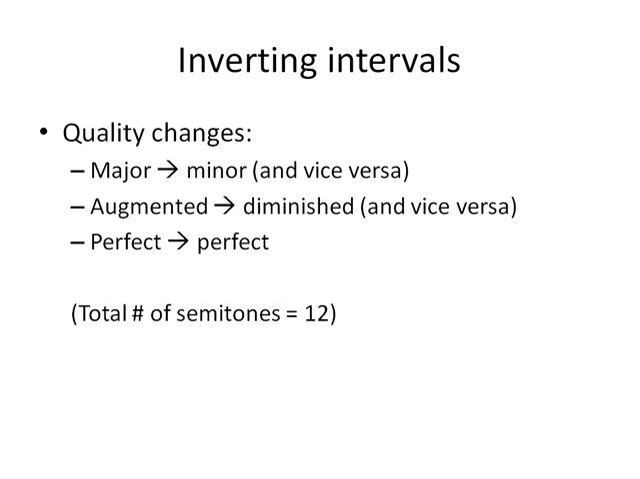The quality also changes. If you start with a major interval, the inversion will be minor and vice versa. If you start with a diminished interval, the inversion will be augmented and vice versa. Perfect intervals are the exception. Perfect always inverts to perfect. If you want to double check your work, the number of semitones in the starting interval plus the number of semitones in its inversion will always add up to 12.